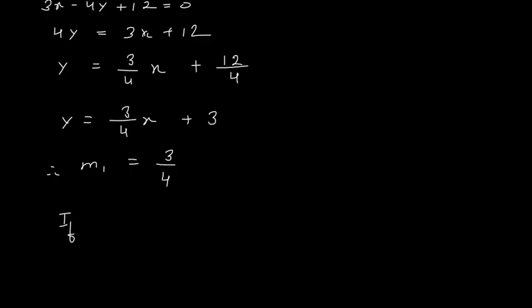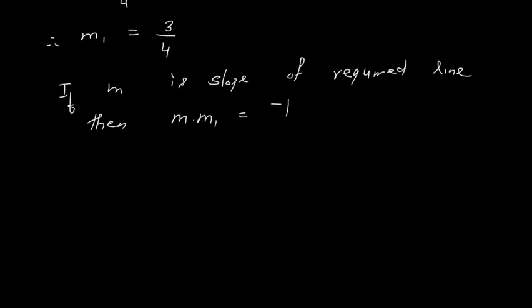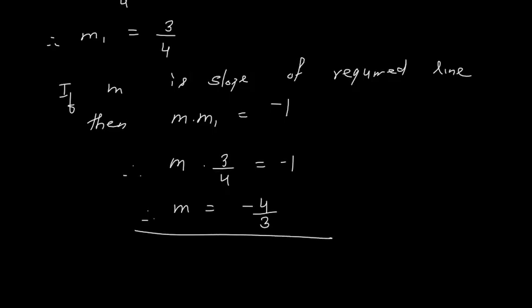If m is the slope of the required line, then m into m1 is minus 1. So m into 3 divided by 4 is minus 1. Therefore m is equal to minus 4 divided by 3. So the value of m is minus 4 by 3.